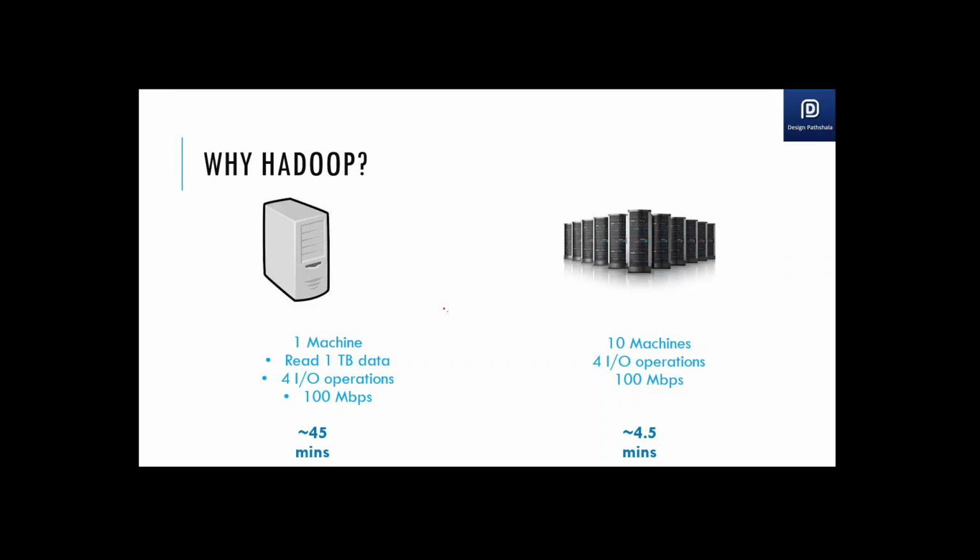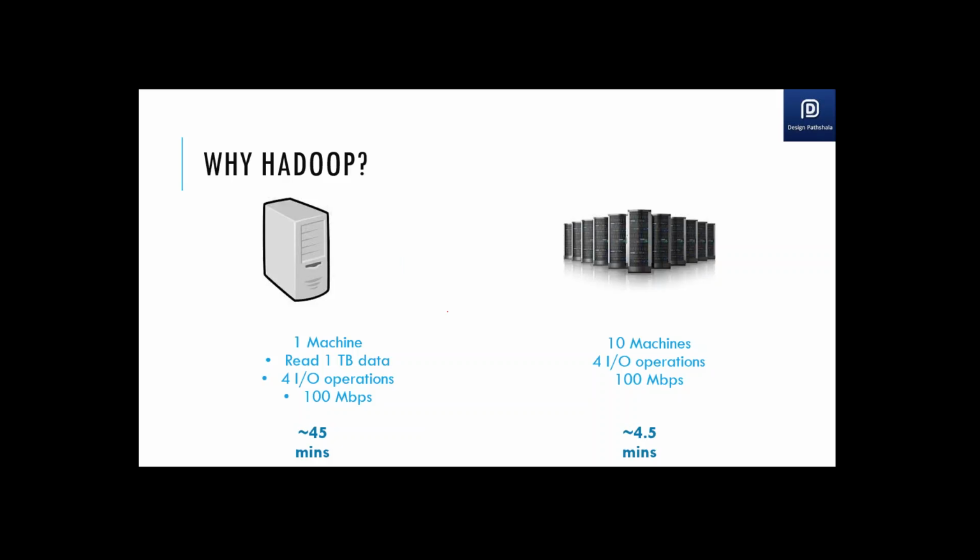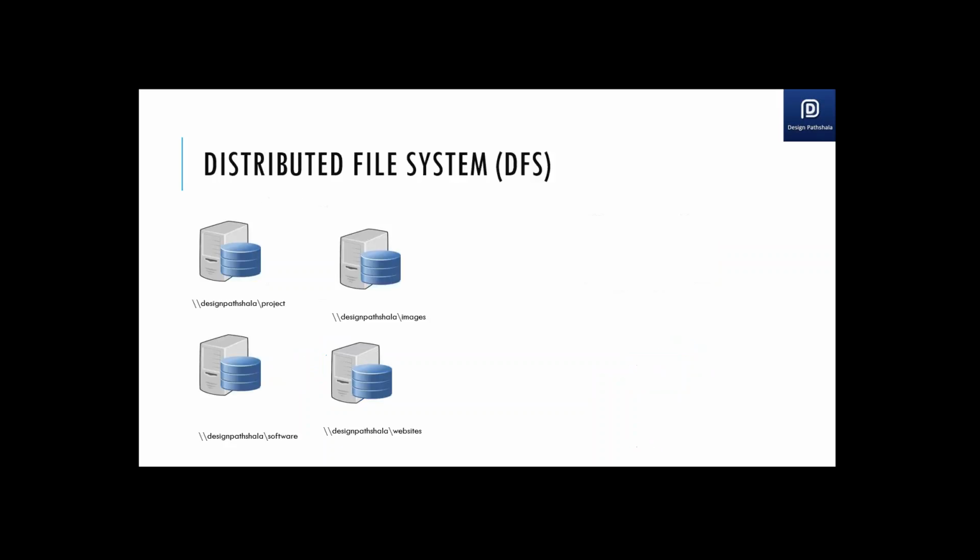The second thing is, once your data is distributed across different machines, who knows where your data is lying? How can I read the data? The next question that comes to your mind is, if my data is divided across 10 machines, how will I know where my data is lying? There's something called a distributed file system, and Hadoop has the Hadoop Distributed File System.